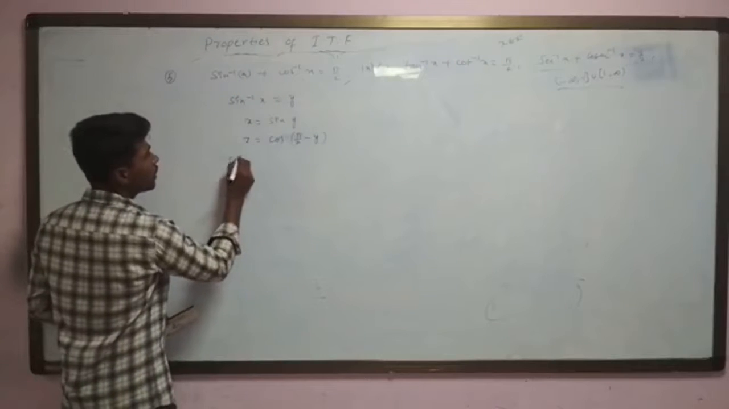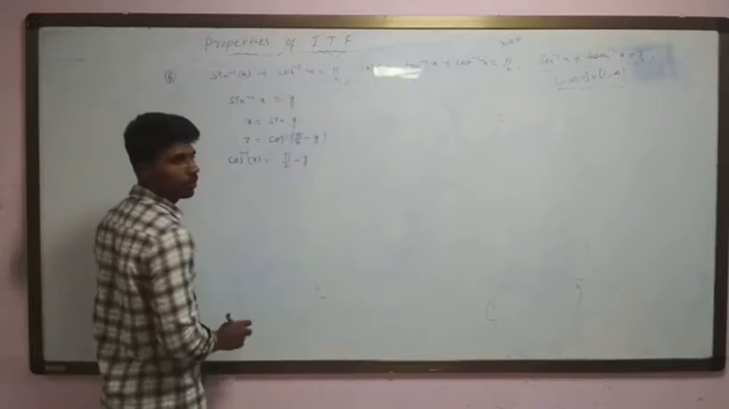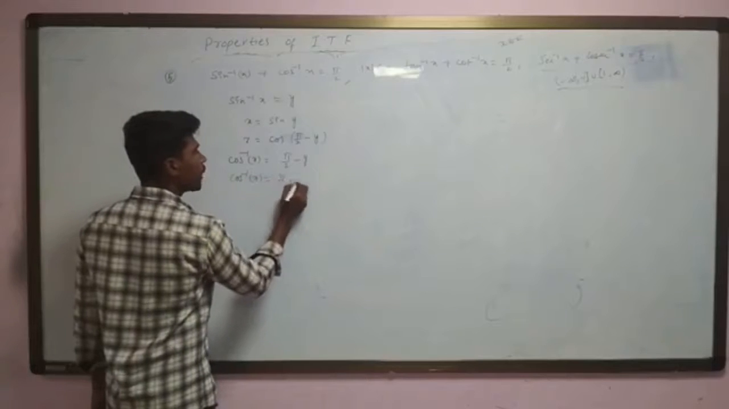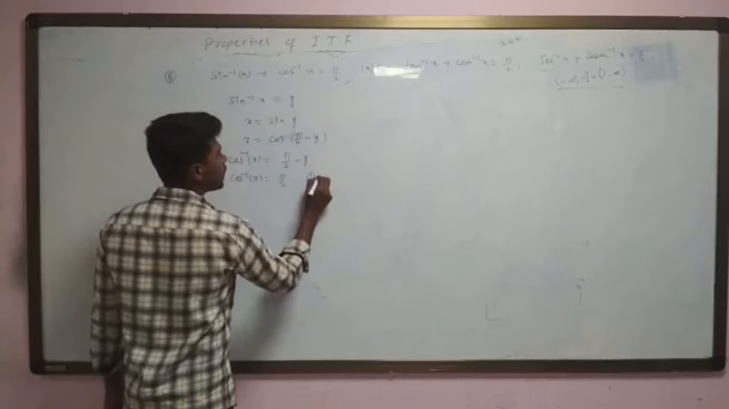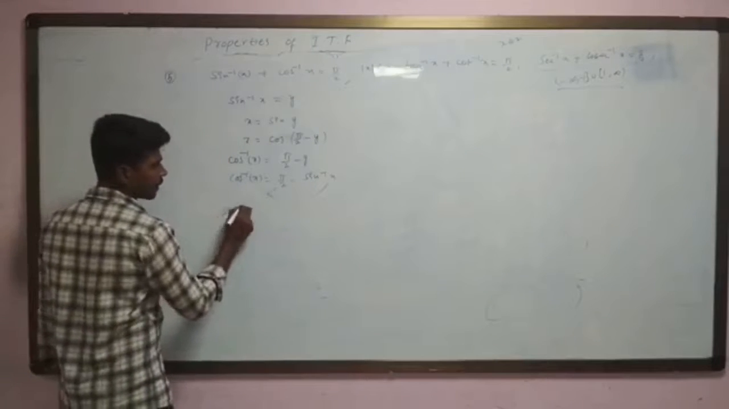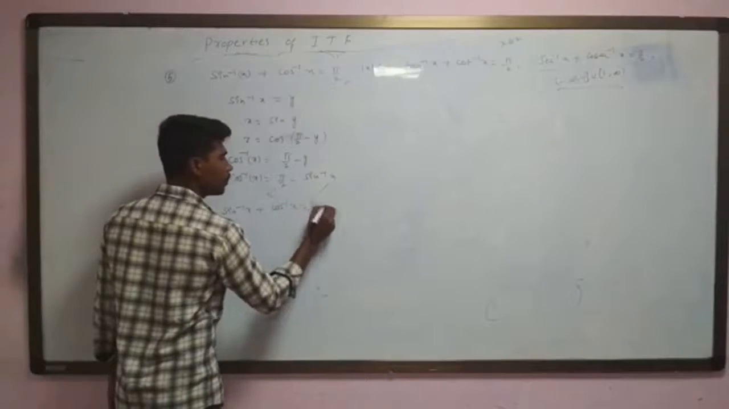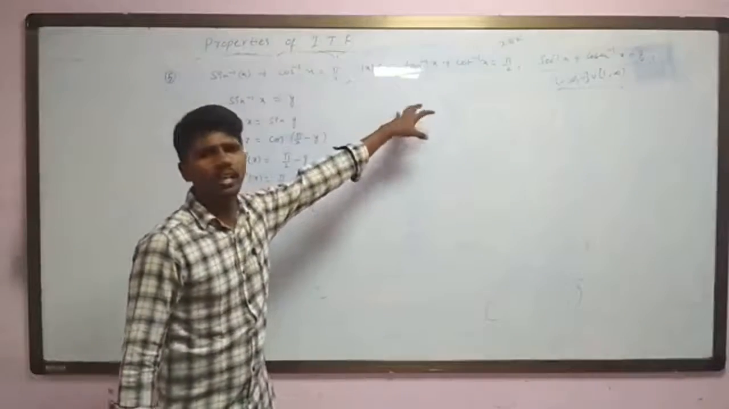Now cos inverse x can be written as pi by 2 minus y. So cos inverse x is equal to pi by 2 minus, what is y? Sin inverse x. Transfer sin inverse x to the left side. Sin inverse x plus cos inverse x is equal to pi by 2. In the same way, we can prove the rest.